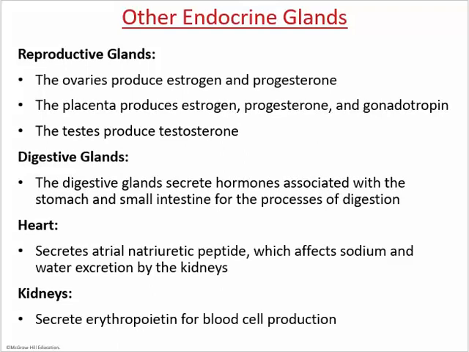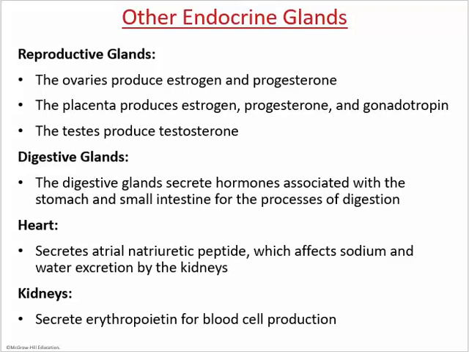Atrial, so it's the atrium of the heart. Na is sodium. Uretic is urine. Peptide is a protein. So it's a protein made by the atrium of the heart that makes your pee salty. So it affects sodium and therefore water excretion by the kidneys. So it lowers your blood pressure. It's stimulated by increased blood pressure. It lowers blood pressure. Negative feedback.